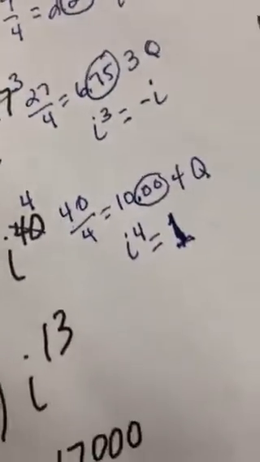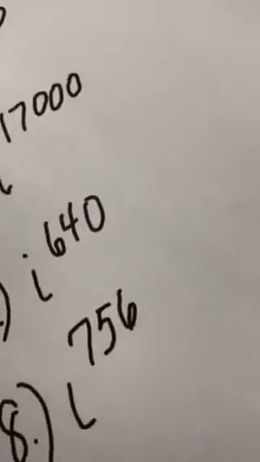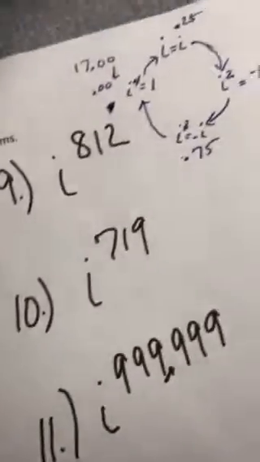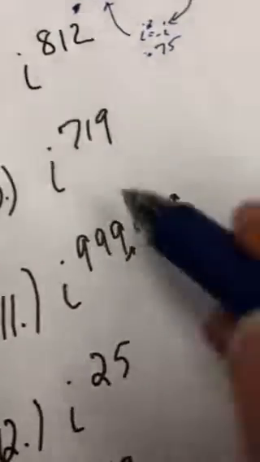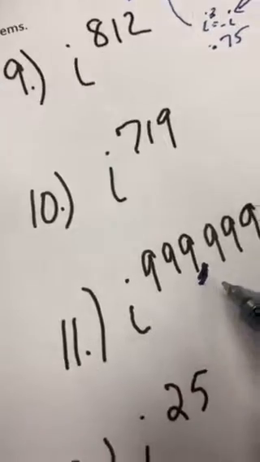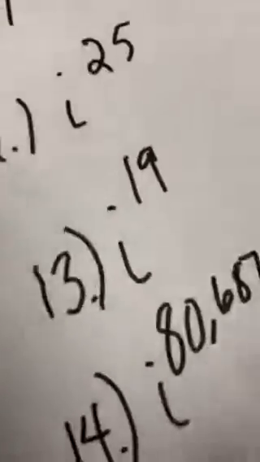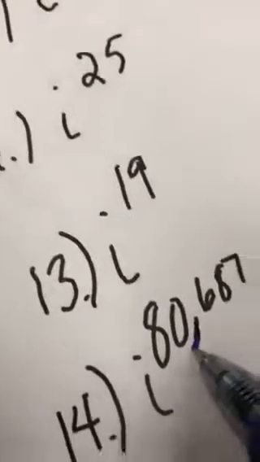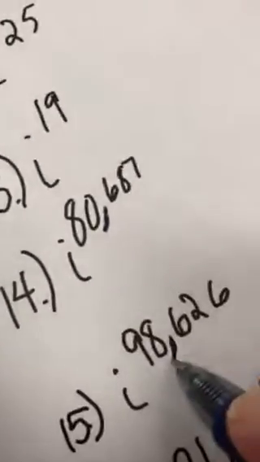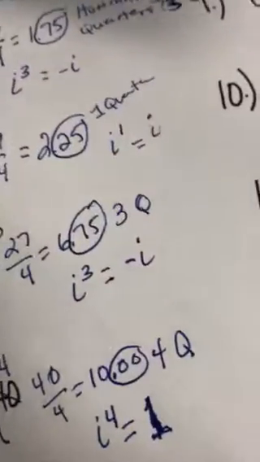Okay, and we just keep going like that all the way down. Doesn't matter how big the number is, 17,640,756,812,719. This right here is a comma. Please be aware of that. That's a comma, not a decimal place. It's 999999. Then I come down here and there's another comma here. So people were putting those in as decimal places and that gave them the wrong answer. It's 80,687,98,626.